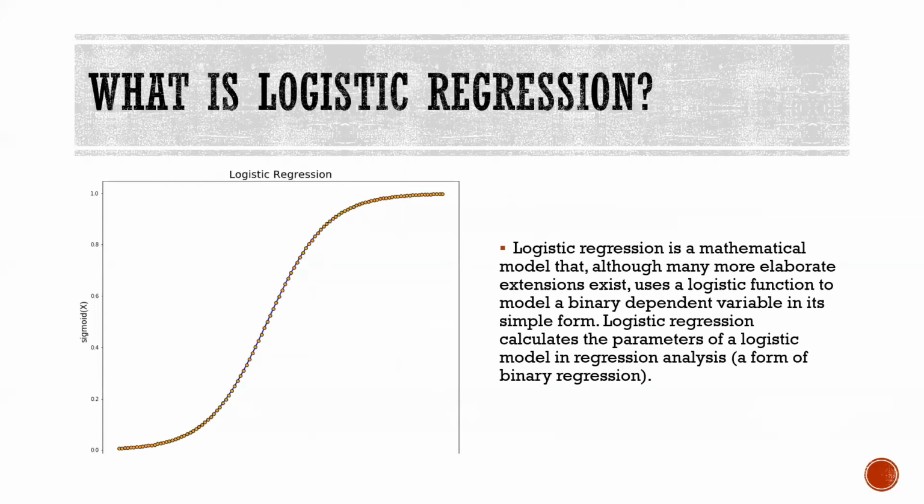What's logistic regression? Logistic regression is a mathematical model that, although many more elaborate extensions exist, uses a logistic function to model a binary dependent variable in its simple form. Logistic regression calculates the parameters of the logistic model in the regression analysis.